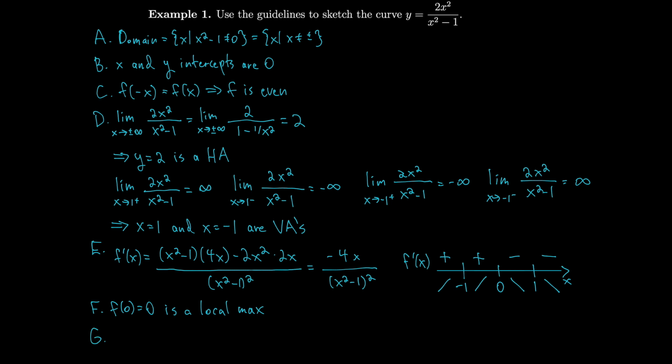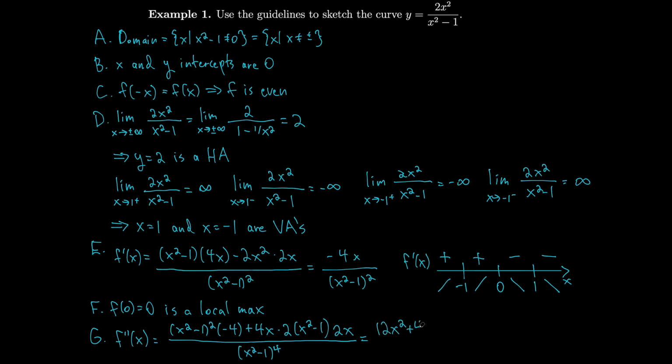Okay, the last thing is to check concavity and points of inflection. So we look for our second derivative. So that's x squared minus 1 squared times minus 4 plus 4x times 2 times x squared minus 1 times 2x, all over x squared minus 1 to the 4th. And we simplify that and get 12x squared plus 4 over x squared minus 1 to the 3rd.